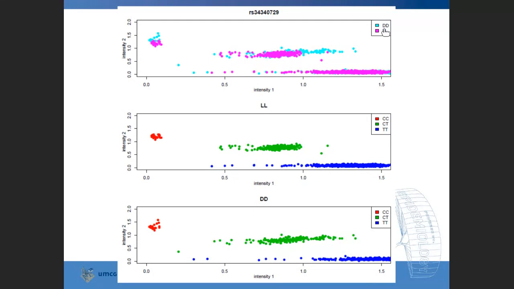So that's the combined Dupuytren's and Lifelines. Here is Lifelines separately and Dupuytren's separately, and these are the genotypes as called by OptiCall. You clearly see that there are three clusters: the CCs, the CTs, and the TTs. This is a SNP that is well scored in both Lifelines and in the Dupuytren's cohort. This is what you would like to see.